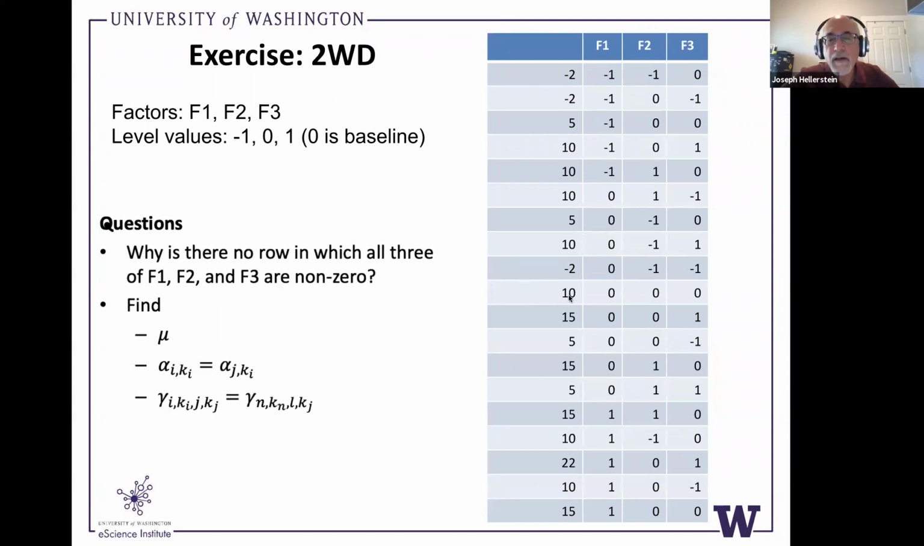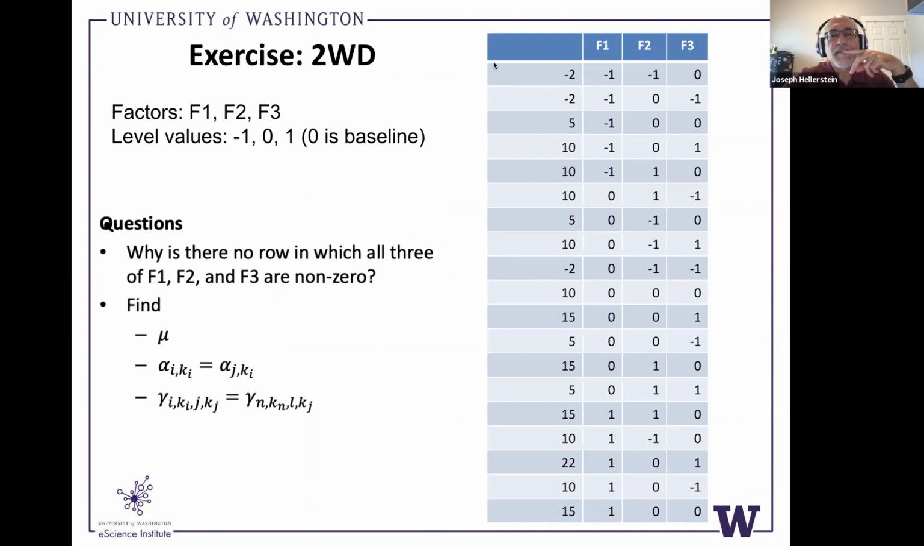All right. Okay. So with that exception in mind, first of all, this is intended to be a two-way design. That means we're varying two factors at a time. So keep that in mind. As a result of this being a two-way design, why is it that if you look across these rows over here, every row for the factors contains at least one 0? Why would that be the case? Why is it that in every row, there's no row where all three factors have a non-zero value?